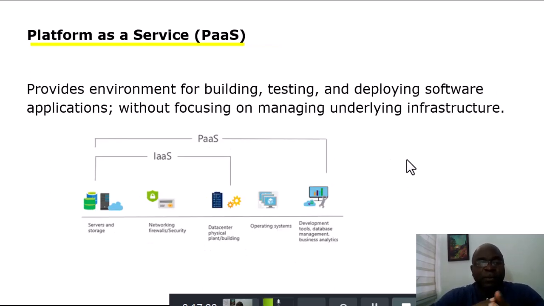So let's take a look at the next one, platform as a service. I'd like you to have it at the back of your mind that platform as a service is focused on developers. It provides an environment for building, testing, and deploying software applications without focusing on underlying infrastructure. Microsoft is saying that you don't worry about infrastructure, just bring your code and do what you do best.